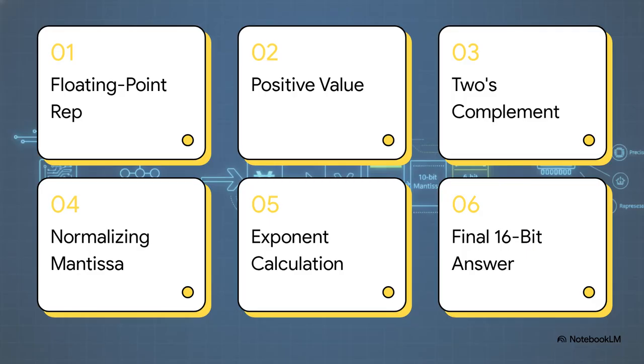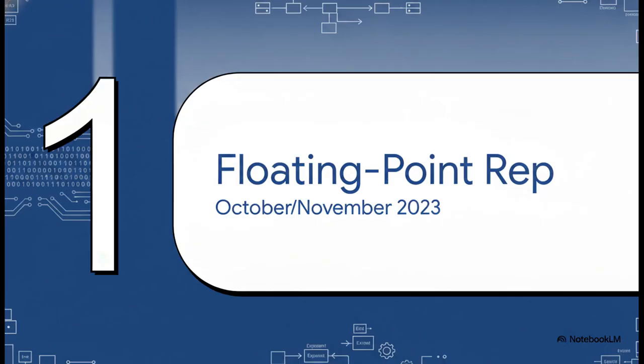Here's our roadmap for today. We'll start by tackling floating point representation. Then we'll convert the positive value, apply 2's complement, normalize the mantissa, calculate the exponent, and finally, put it all together for our 16-bit answer. All right, let's jump right into step 1, tackling floating point representation.